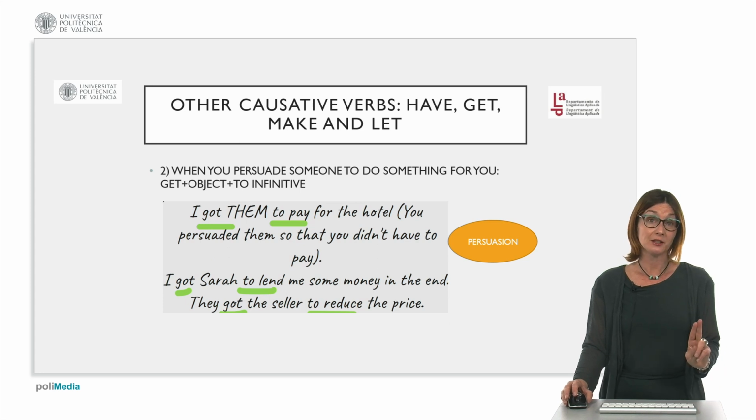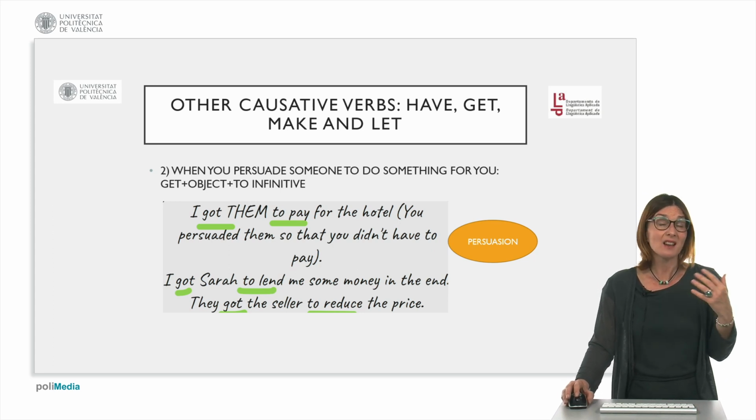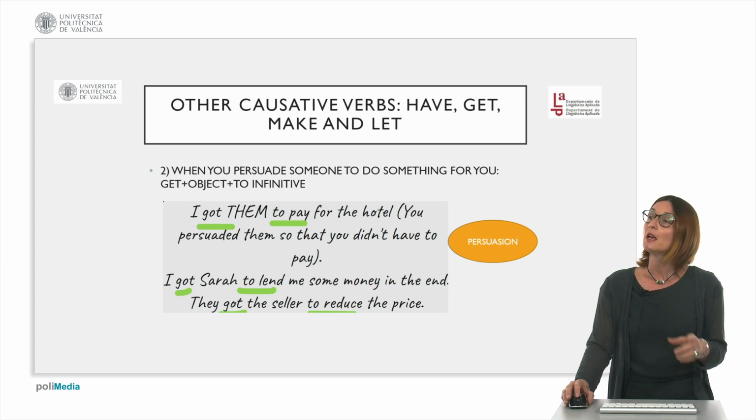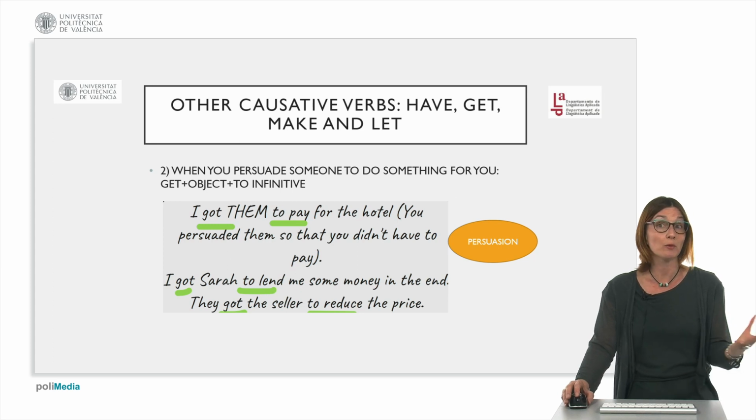Right, the second related use is when we use get plus an object plus infinitive. So there is another context in which we can use this verb. And in this context, what we are expressing is that we persuaded people to do something for us. For example, I got them to pay for the hotel. So you kind of persuaded them, but initially they didn't want to pay for the hotel. But you got away with it.